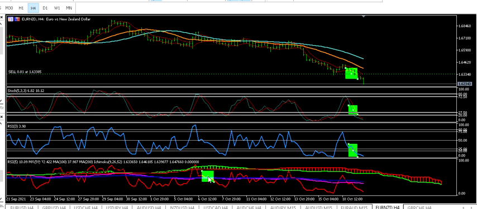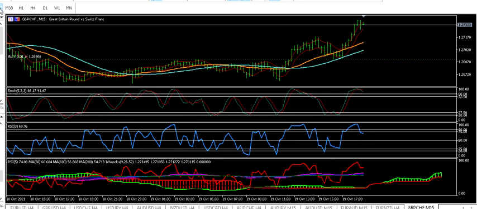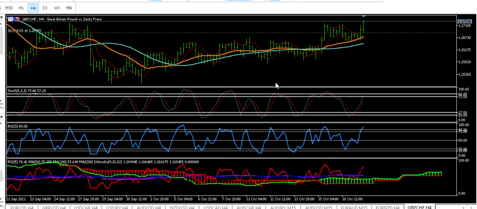Like here, a trigger. Here a trigger, here a trigger to sell. Okay, let's look at GBPCHF buying. That's a smaller time frame, you can see buying. So it's a very simple strategy.